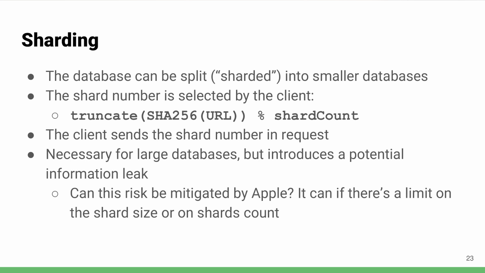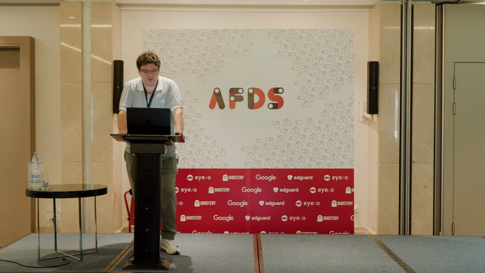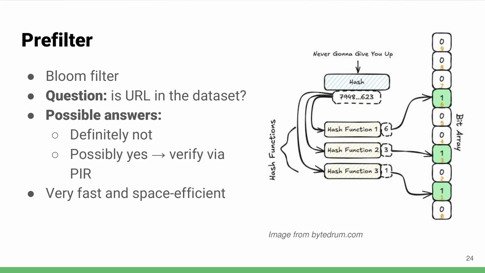But even sharding is not enough if the client has to send every single URL to the server. So Apple added another optimization step, a pre-filter, which is basically a Bloom filter. I won't go deep into how a Bloom filter works. Briefly, it is a very space-efficient and fast structure that answers the question: is this URL in the data set? And the possible answers are definitely not, or possibly yes. And if possibly yes, we need to do the remote check. The result is that most lookups never leave the device.